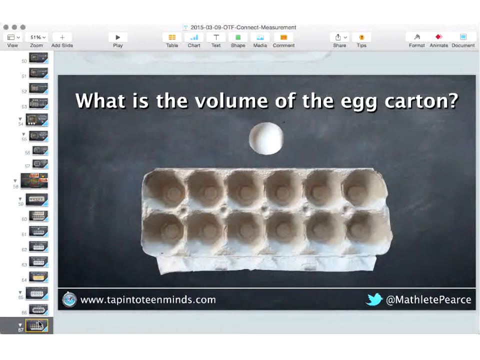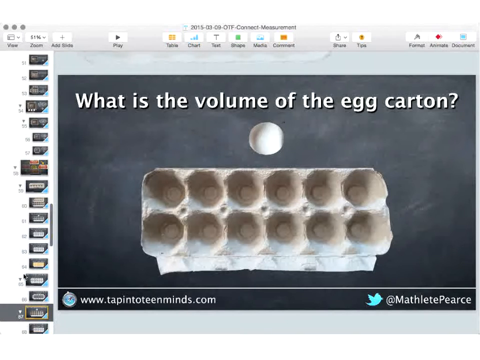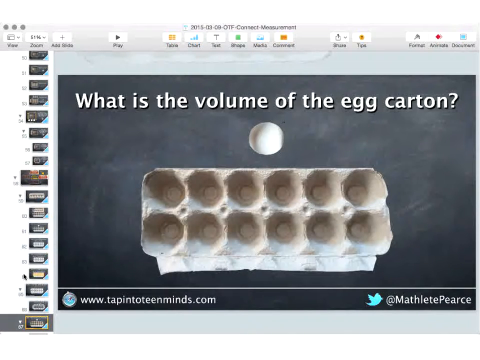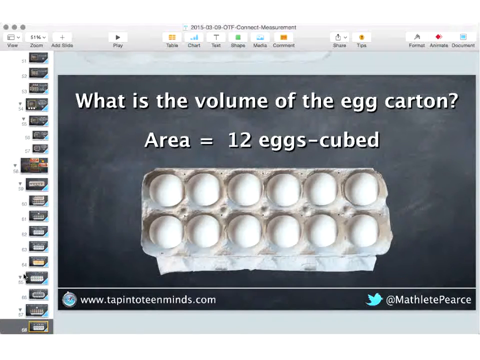12 eggs cubed. I don't know if Jackie's was for the perimeter. I'm assuming Jackie's is for the perimeter. Sam says 12 eggs cubed. Ian says 12. Nicely done. So in this case, we do have 12 eggs cubed.